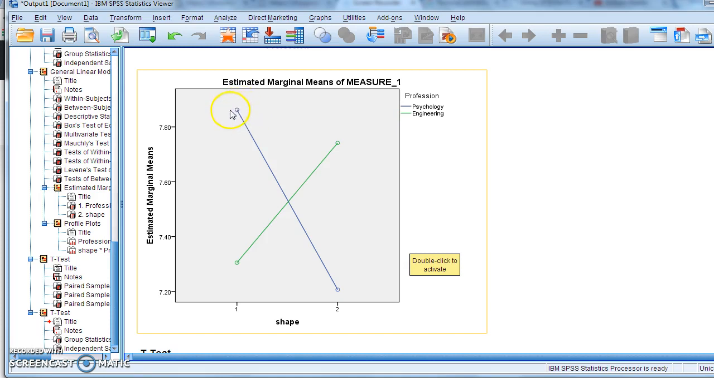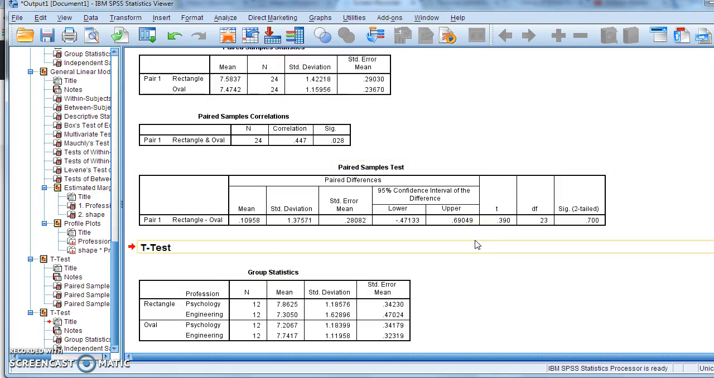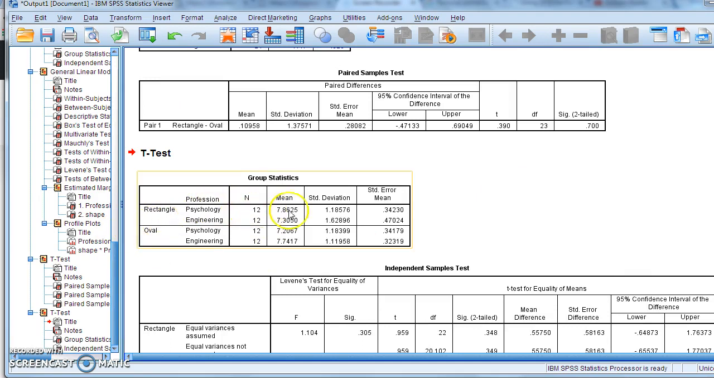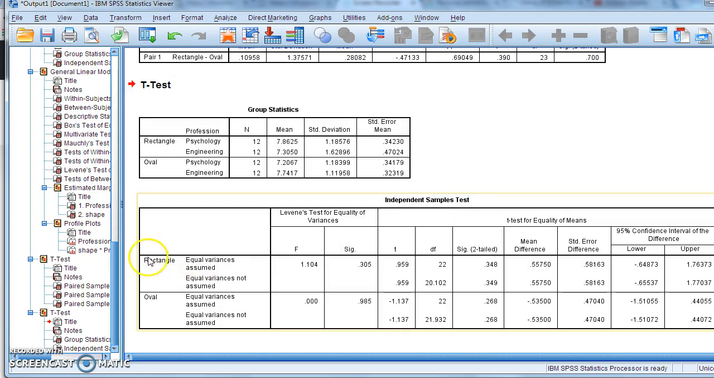Psychologists seem to be better at rectangles than engineers were, or if you want to put it a different way, psychologists were better at rectangles than they were at ovals, and engineers were better at ovals than rectangles, which gives us a crossover interaction. When we did the simple main effects, we did a within participants ANOVA and found there was no significant effect of shape, so it wasn't the case that overall, ignoring occupation, rectangles were better than ovals, or ovals were better than rectangles.